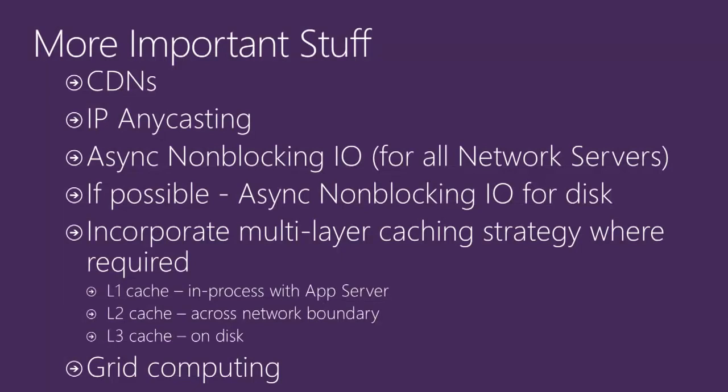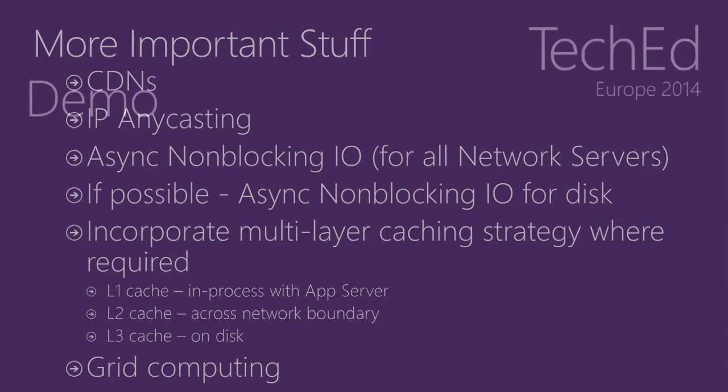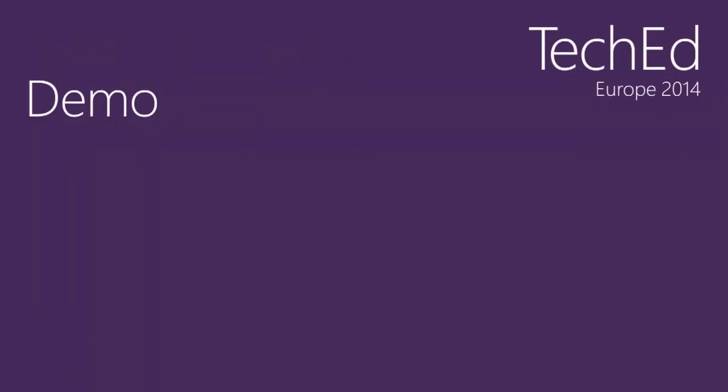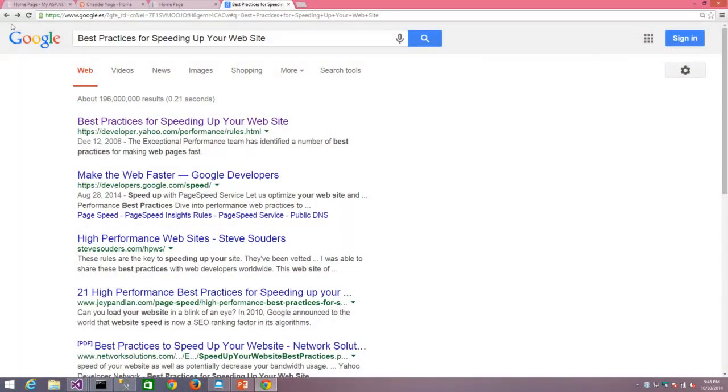We all know what async non-blocking I/O is. I don't know if you've done .NET 4.5. You see some of that come in as part of .NET now. So you could technically do something like that. We already talked about L1, L2, L3 cache, and then grid computing. Let's see some demos. So I'm sure we'll have some time for questions.